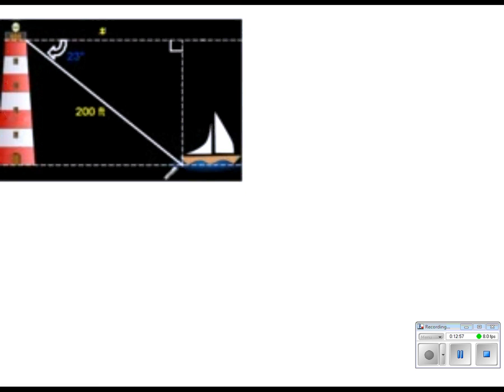Now let's apply that particular problem. We're off in our little bitty sailboat this weekend, and we look up to the top of a lighthouse, and we see that we're told that our line of sight is 200 feet. And from that horizon, as being looked down from the lighthouse, and we're being spotted, we see a 23-degree angle. Notice as we are looking here, we have a nice big right triangle with a right angle.